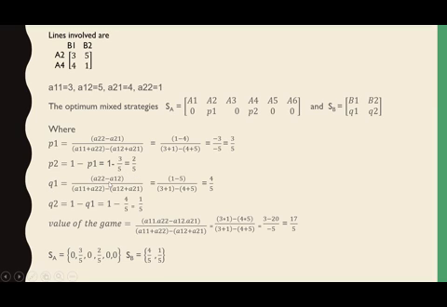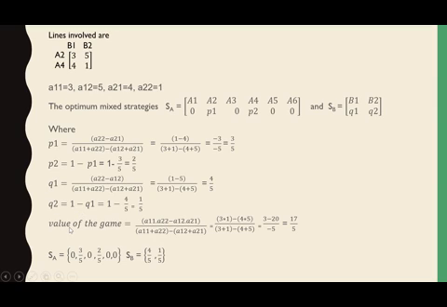Next go to Q1. Q1 formula is A22 minus A12 divided by A11 plus A22 minus A12 plus A21, which will be 1 minus 5 by 3 plus 1 minus 4 plus 5. So you will get 4 by 5 for this. So if Q1 is 4 by 5, Q2 is 1 minus Q1. So 1 minus 4 by 5, which will be 1 by 5. So now I have got the values of P1, P2 and Q1, Q2.